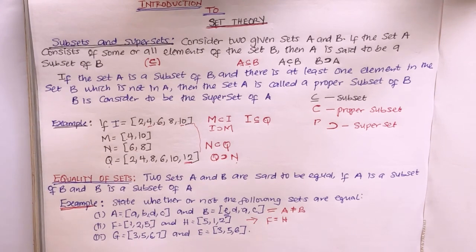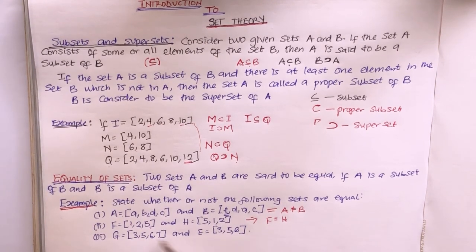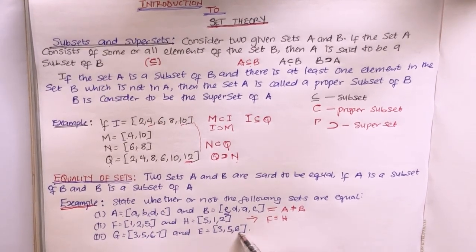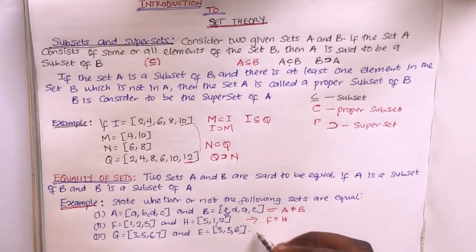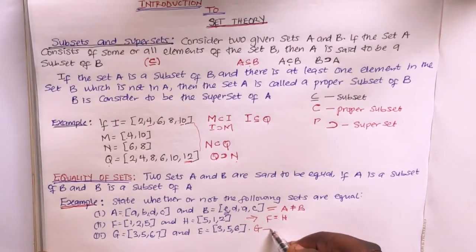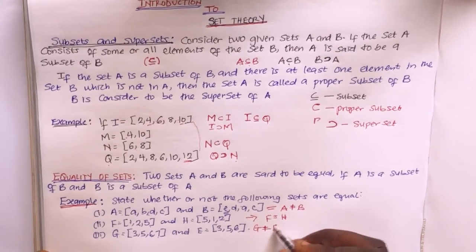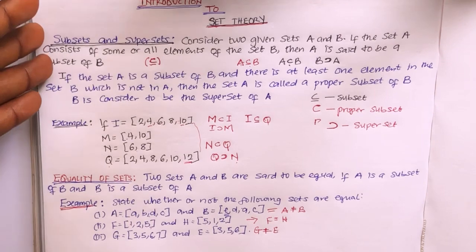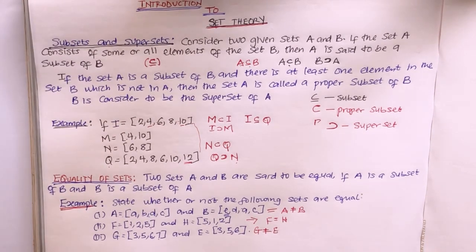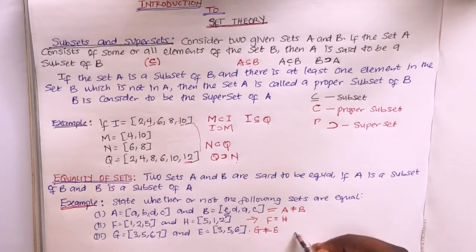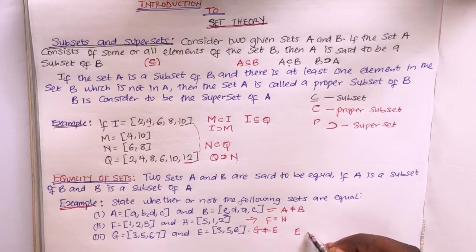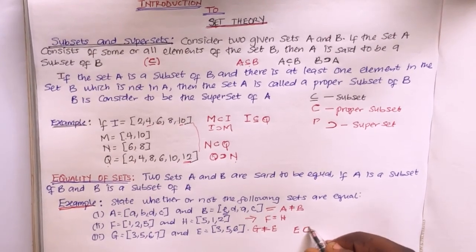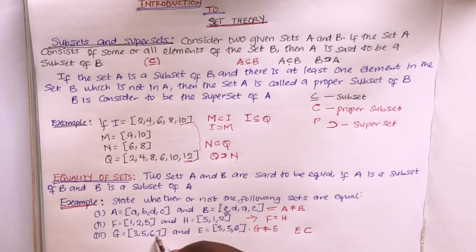Then let's move to the last one. We're having 3 here, 5 here, 5 here, 6 here, 6 here, and 7 here. 7 is not here. That means our set D is not equal to E. But if you consider the case of subset and superset, since all the elements here are found here, that means our E is a subset. It is not a proper subset there, because at least one element is differentiating them.